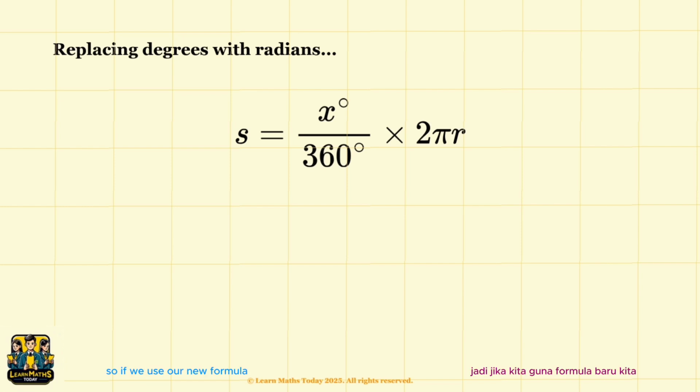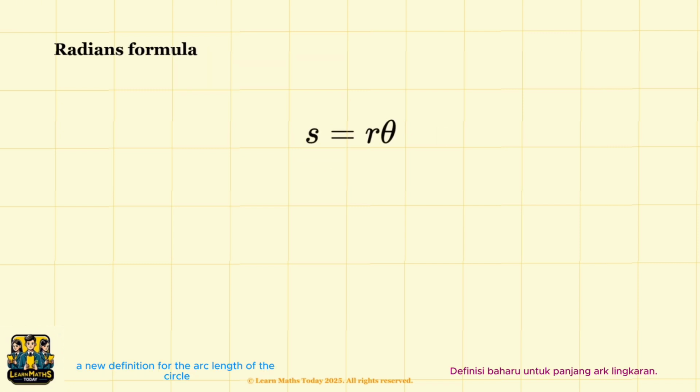If we use our new formula, pi radians equals 180 degrees, and substitute that into our equation, I'm not going to go into the derivation, but here is what we get: a new definition for the arc length of the circle, where the arc length S is equal to the radius of the circle times theta radians, the angle of that arc.